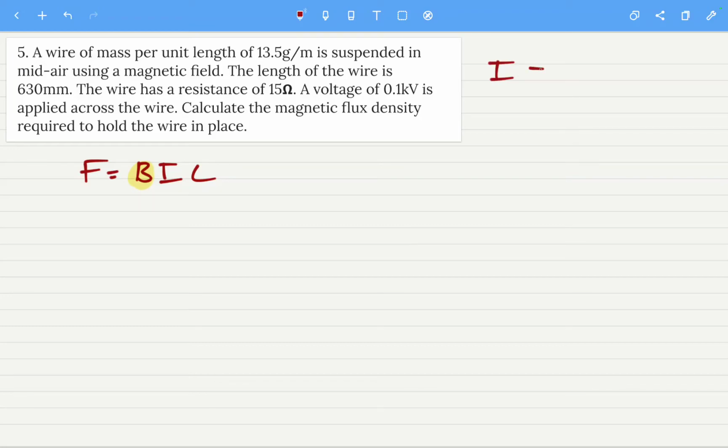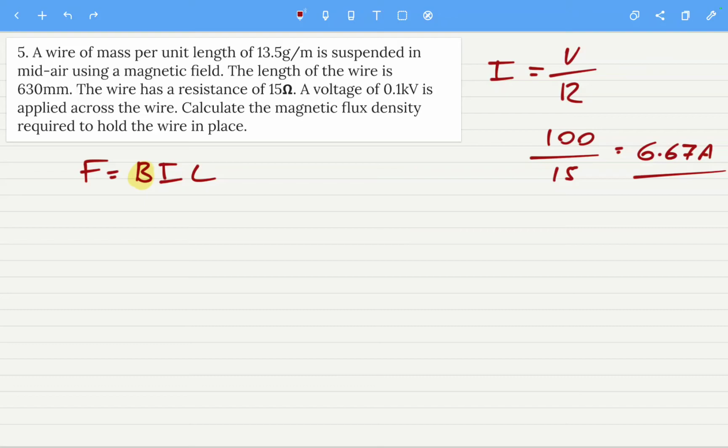So current, Ohm's law is V over R. You might remember that equation as V equals IR. So V over R, so V is 0.1 kilovolts, so we have to times that by 1,000 because it's kilo, so that'd be 100, divided by a resistance of 15 ohms, so that gives us the current. And the current is 6.67 amps.